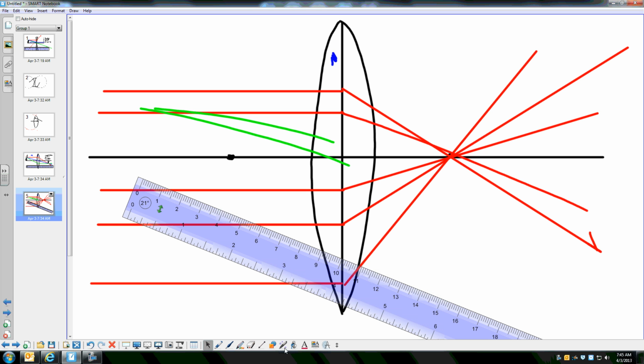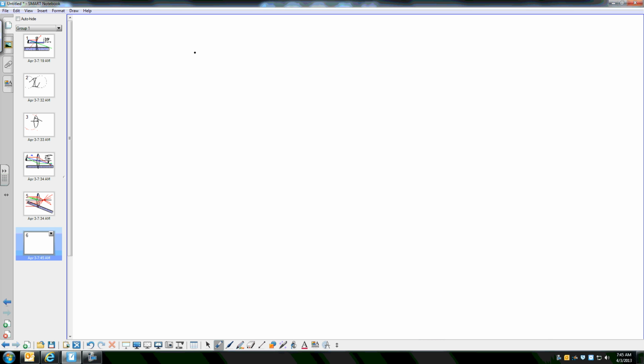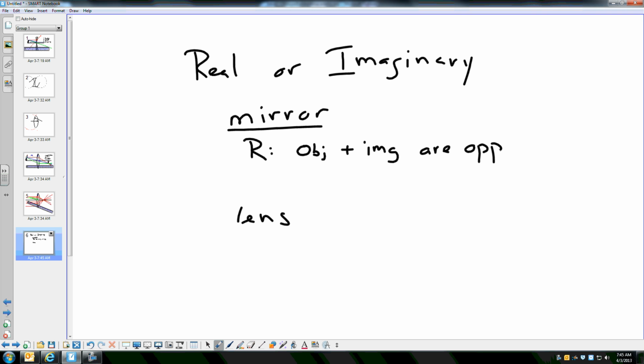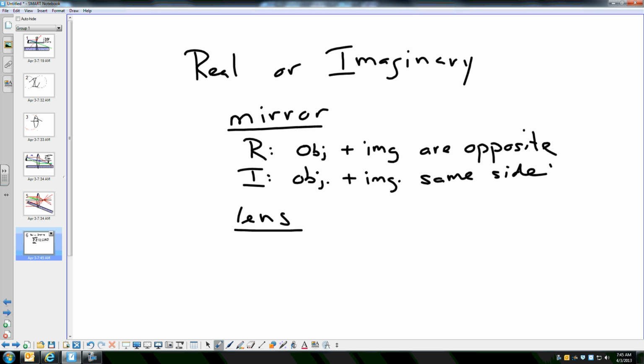Okay, for a mirror, if you want to know real or imaginary, there are simple rules. Mirrors are opposite of lenses. For a mirror, real is object and image opposite of each other. Imaginary is object and image on the same side. For a lens, it's those flipped around.